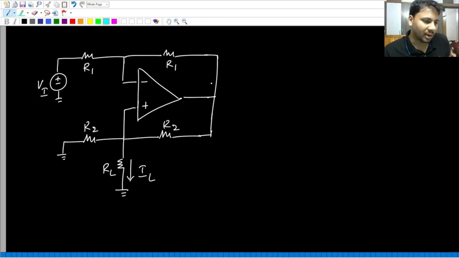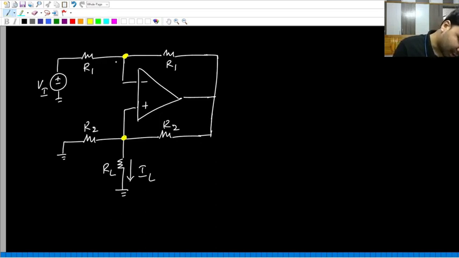So once again, I've drawn the same circuit. Now let us find the load current using the principle of virtual short. Now what is that virtual short? This point is the minus input terminal. This point is the plus input terminal.